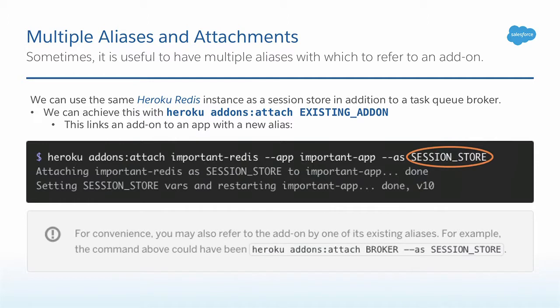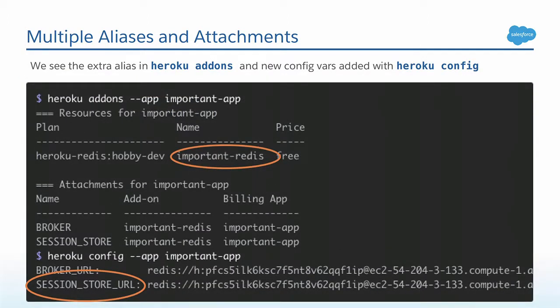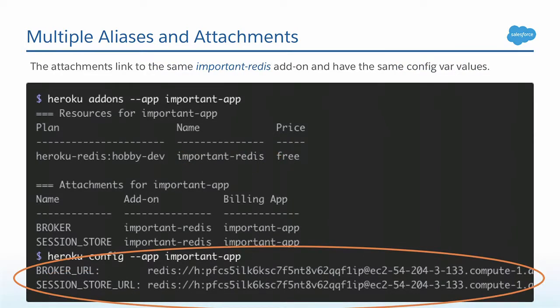We can use the same Heroku Redis instance as a session store in addition to a task queue broker. We can achieve this with the heroku addons:attach command with the existing add-on. This links an add-on to an app with a new alias. We see the extra alias in heroku addons, and the new config vars added with heroku config in this example. The attachments link to the same important Redis add-on and have the same config var values.